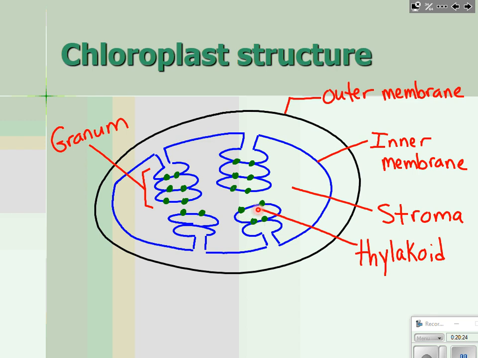So this is where the green chlorophyll is located. This is where the light energy is being trapped. This is where the light-dependent reactions occur. And then out here in the stroma, this fluid-filled space in the middle of the chloroplast, this is where the Calvin cycle is going to be occurring.